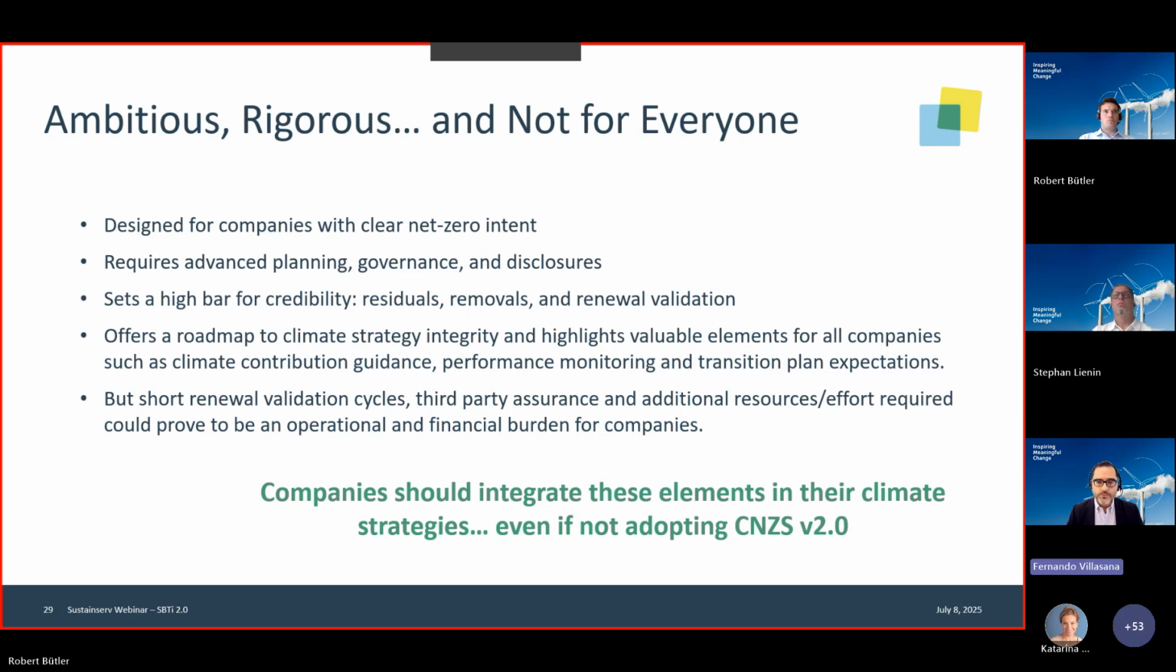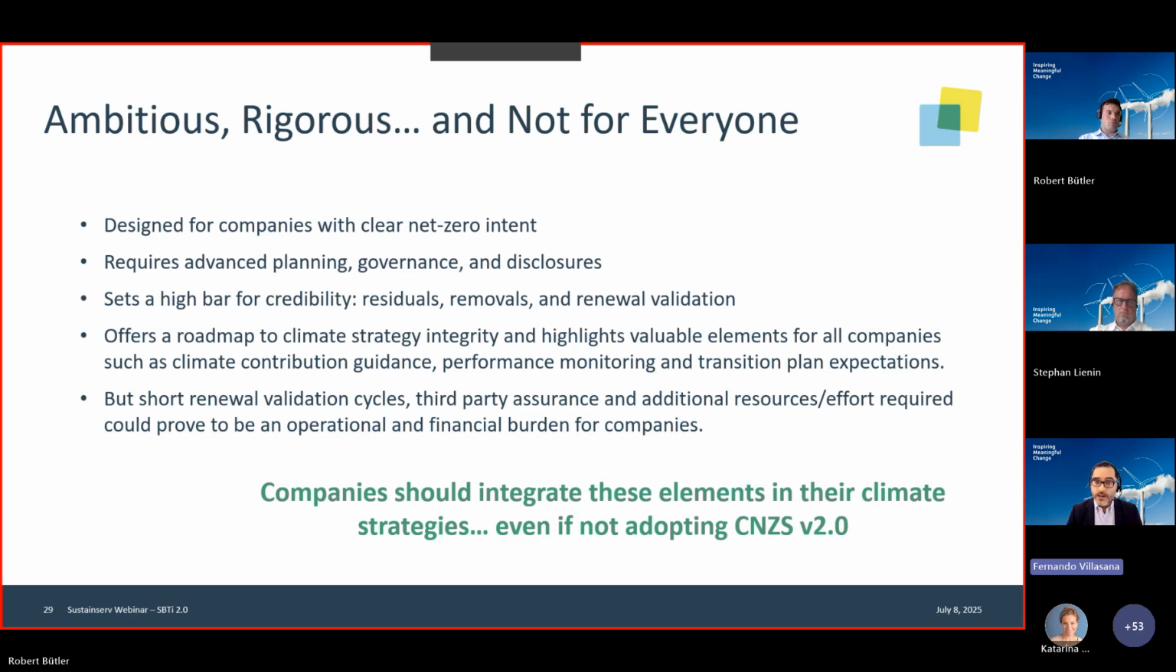And so we need to ask ourselves, who is this going to be for? This new standard is designed for companies with a very clear net zero intent, and which ideally are on track with their climate commitments, because it will require advanced planning. As I mentioned, changes to the governance structure, and also a lot of focus on disclosures. So let's not make any mistakes here.